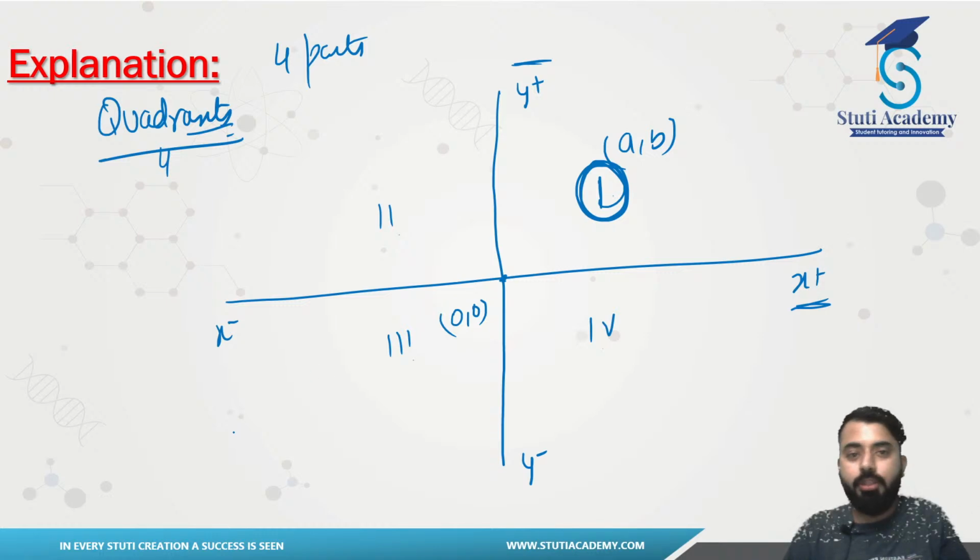So they can ask you, in which quadrant will point 3 comma 4 lie? You see both of the values are positive. So you see this has to lie in what? It has to lie in your first quadrant.